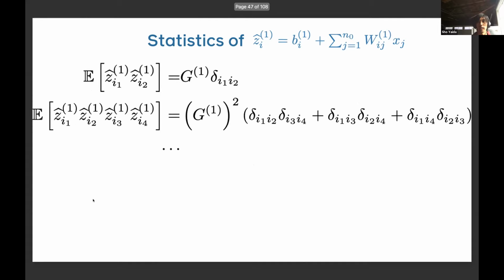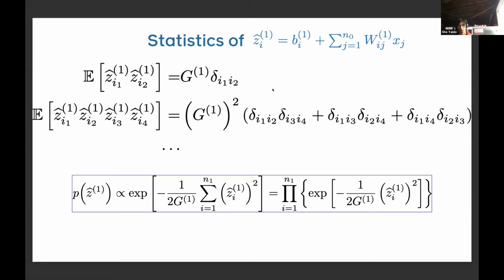To summarize the previous two slides, this is what we have obtained. Note that the fourth moment is given in terms of the information in the second moment, so you're basically getting no more information in going to higher order. Then you can go to the sixth moment and eighth moment, and basically everything can be expressed in terms of this Z1.